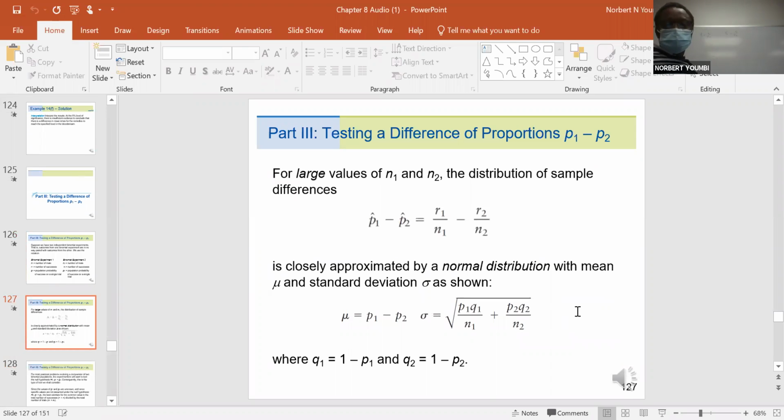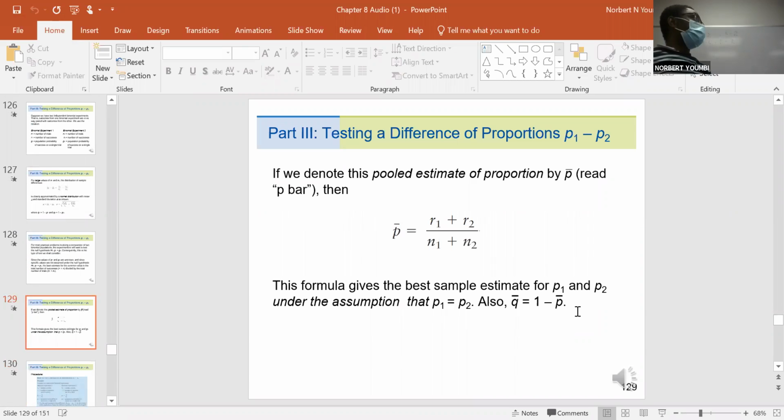So the test, I'm sorry, the statistic will be P1 hat minus P2 hat, which is equal to X1 over N1 minus X2 over N2. We are going to use the calculator. I'm just explaining.